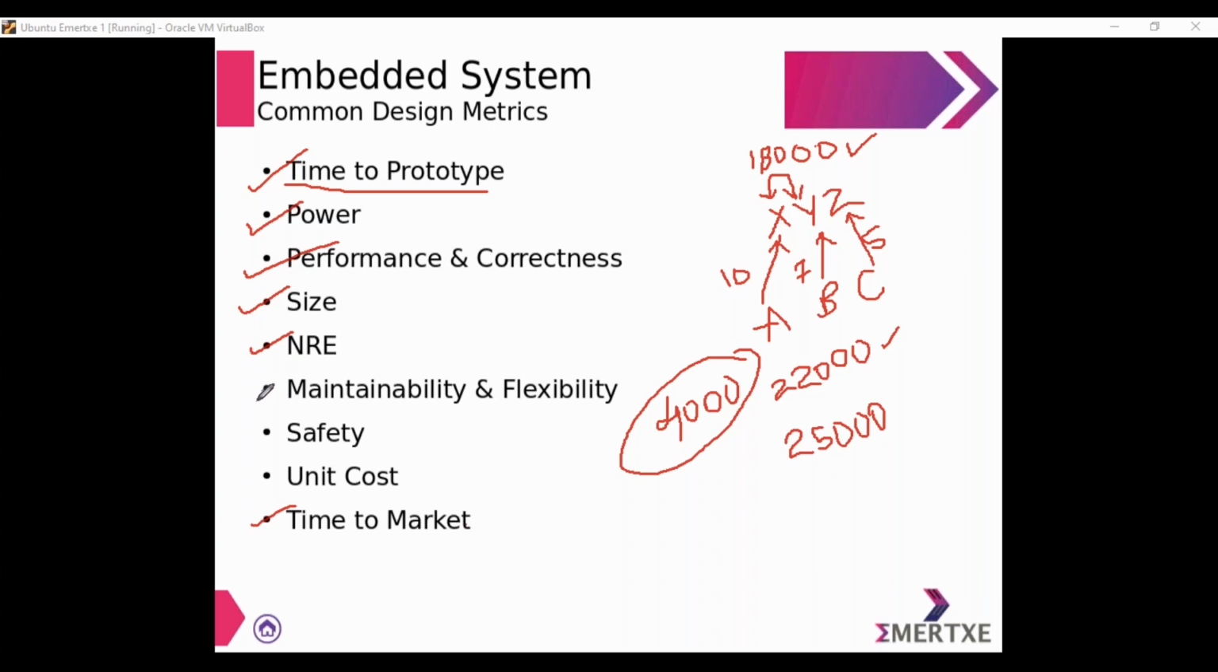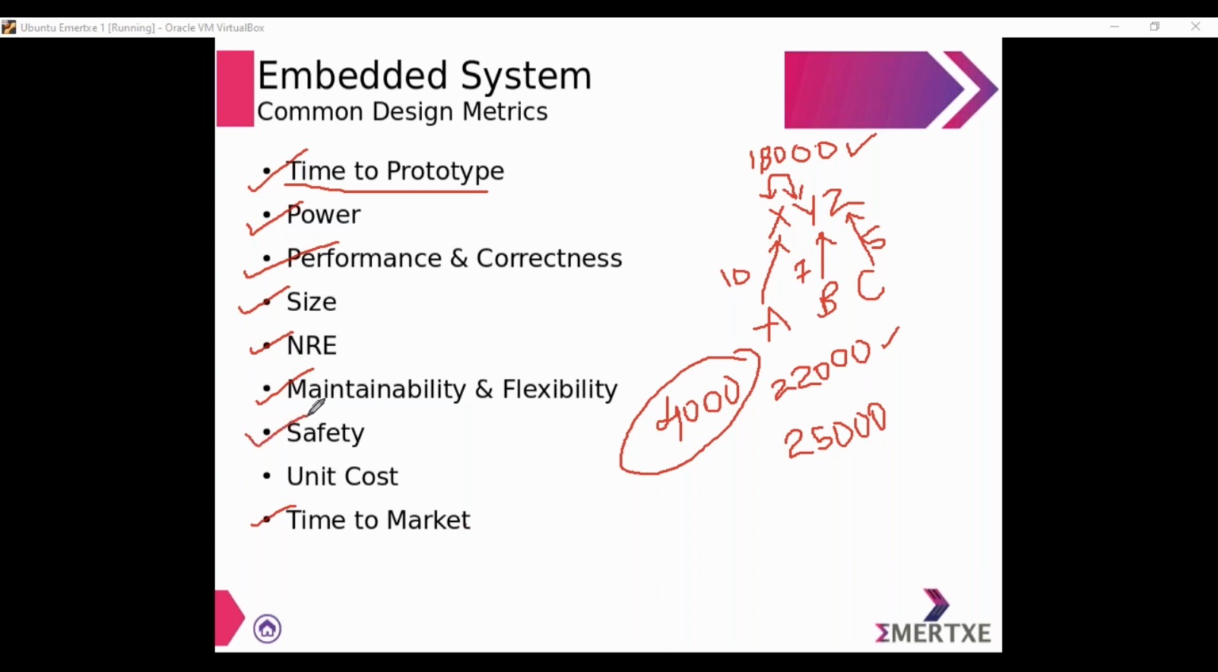Then maintainability and flexibility, you always have to make sure your device is maintainable by the common people. It is made flexible also. So if one particular part of your product is not working fine, it should not affect the other parts. At least the other parts should be working fine, apart from the one which is not working fine. So you have to make your product easy to maintain and flexible.